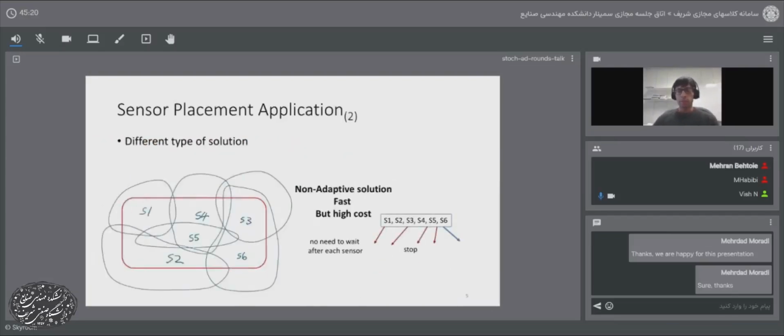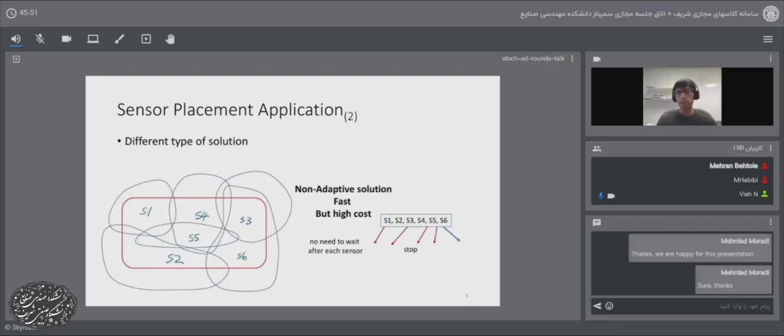So a different kind of solution is what is called a non-adaptive solution. It just says, I'm not going to wait for every sensor sequentially. I'm going to figure out some list of sensors, for example, sensors 1 up to 6, and I'm just going to activate all of them simultaneously. So the good thing about this solution is it's very fast to implement, because we can just go and set up all these sensors and then wait simultaneously. So we don't have to do the sequential decision process anymore.